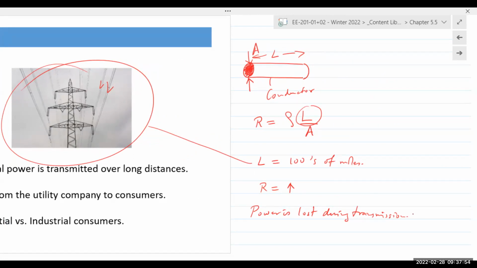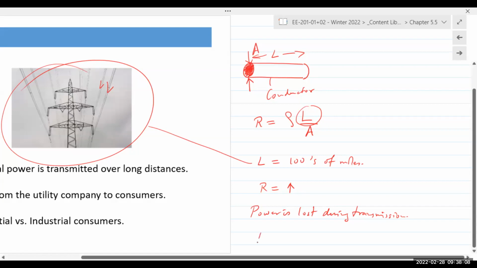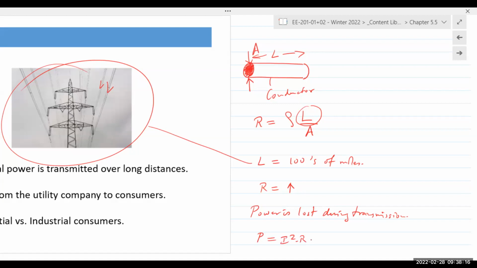This power loss is also known as I squared R loss, because again, power is V squared over R or I squared times R, directly proportional to the square of the current and directly proportional to the resistance, right? This is one of the equations for power. So if the resistance is high, the power loss is going to be high. You cannot do anything about the length. The distance is what it is, right? And so the resistance can only be controlled by the cross-sectional area of the conductor.